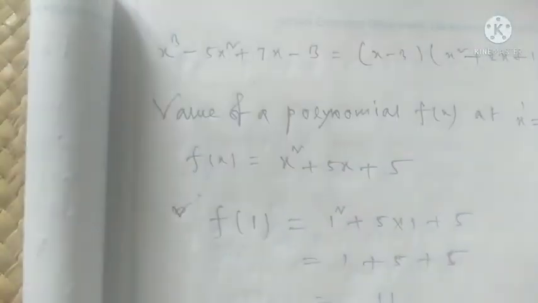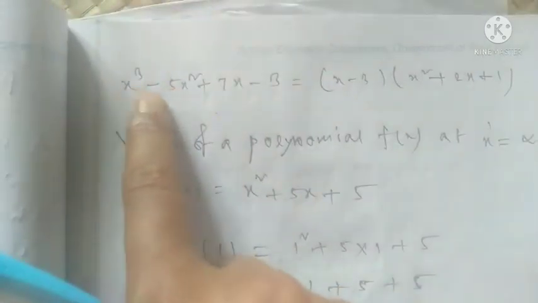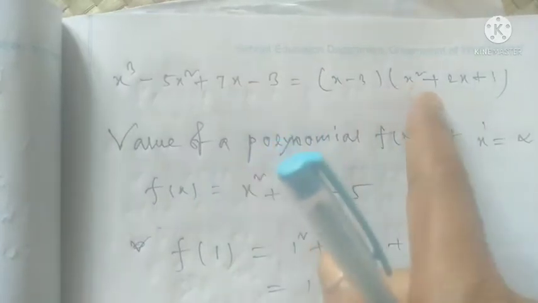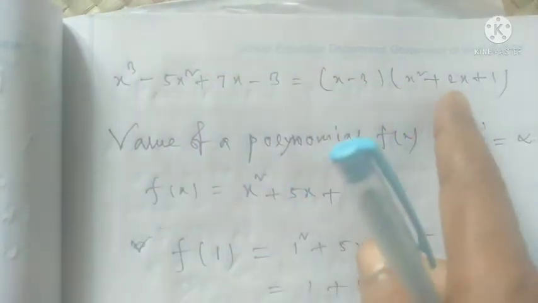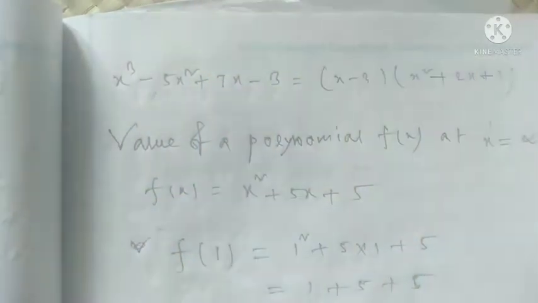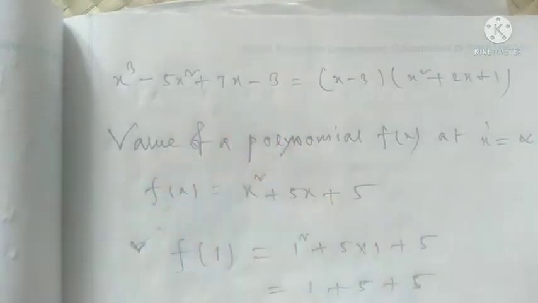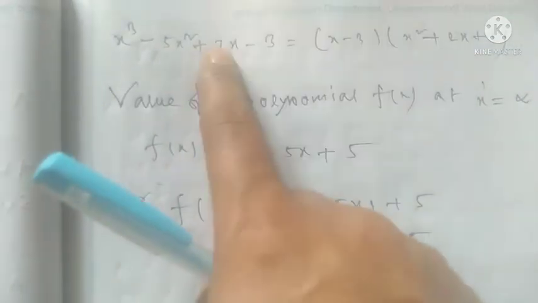Again, one example we have solved in this page: x cube plus 5x square plus 7x minus 3 is equal to (x minus 3) into (x square plus 2x plus 1). So x minus 3 is a factor of this polynomial, and x square plus 2x plus 1 is also a factor of this polynomial.